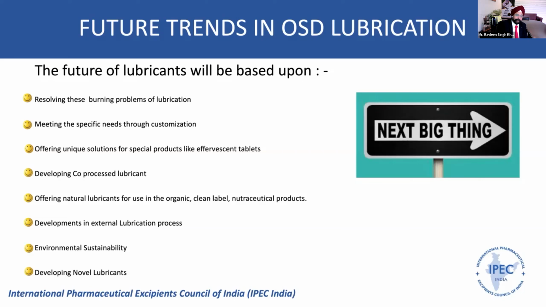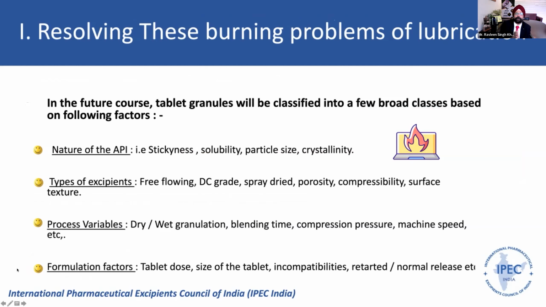Then there are some developments in the external lubrication process. Then we have to worry about environmental sustainability, which is a very important thing for all of us. And lastly, we have to work on developing novel lubricants. So these eight areas will be the future of lubricants. First is resolving these burning problems of lubrication.